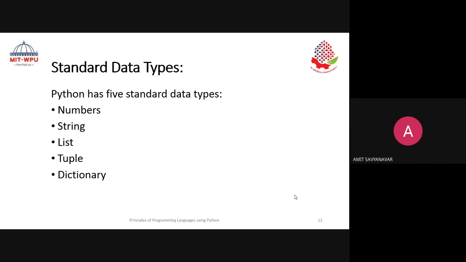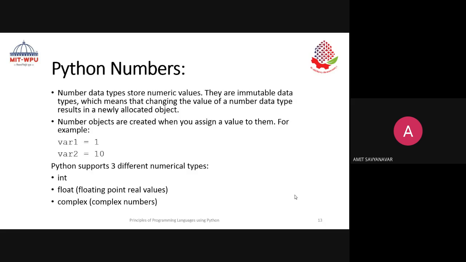Now, whenever we talk of Python, there are 5 standard data types which are commonly used. These are the basic or the fundamental ones: number, string, list, tuple, and dictionary. In fact, this is what we'll be studying subsequently. Talking about numbers, it is a data type which is used for storing numeric values. When we talk of numbers or strings, these are immutable data types.